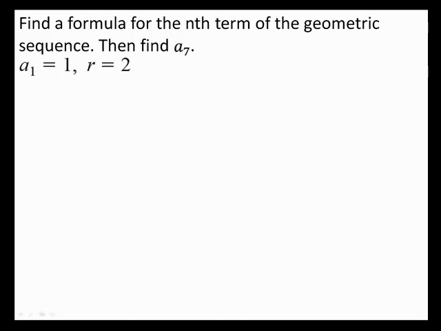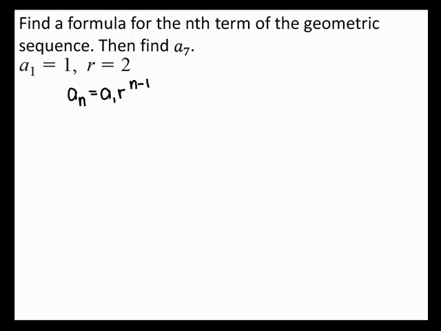Find a formula for the nth term of the geometric sequence. Then find a sub 7. a sub 1 is equal to 1 and r is equal to 2. Use the formula a sub n is equal to a sub 1 times r to the n minus 1.